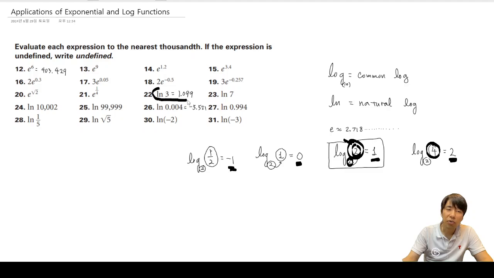This is ln 3. The base of natural log is e, which is 2.7, but you have a number that is greater than the base, so you end up with a number greater than 1. And for number 26, 0.004 is way smaller than the base e, which is 2.7, so you end up with a number less than 1. In this case it even went into negative territory, negative 5.5. It's a very small number. All right.